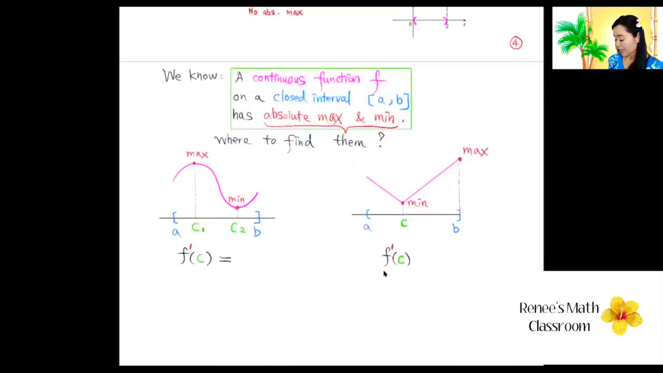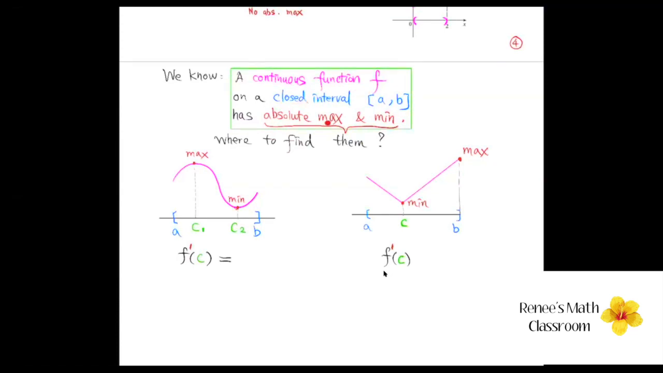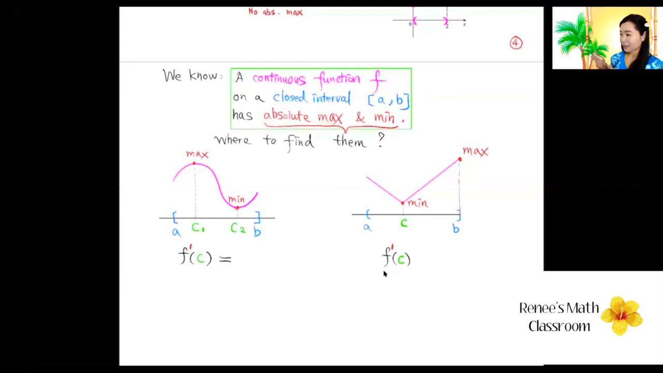Now, we know that it's guaranteed that if a function is continuous on a closed interval, it will have an absolute maximum and absolute minimum. So somewhere on that closed interval, you get the absolute maximum and absolute minimum. But where do you find them? Where to find them? It's like the Easter egg hunt. I say, okay, somewhere in this room. But where do you find them? So the location of those absolute maximum and absolute minimum, we're going to talk about where to find them.